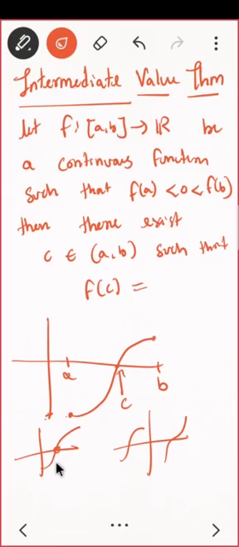Is that okay? Okay. So let us see the proof. Shall we go ahead?